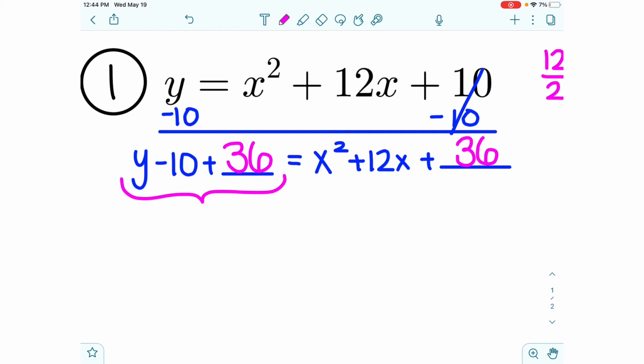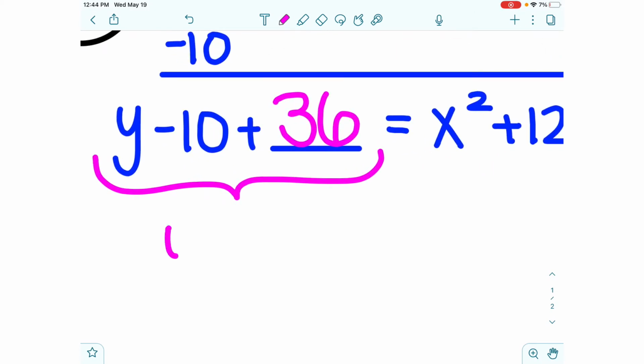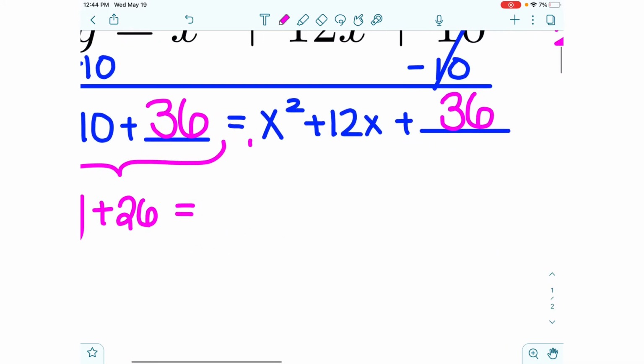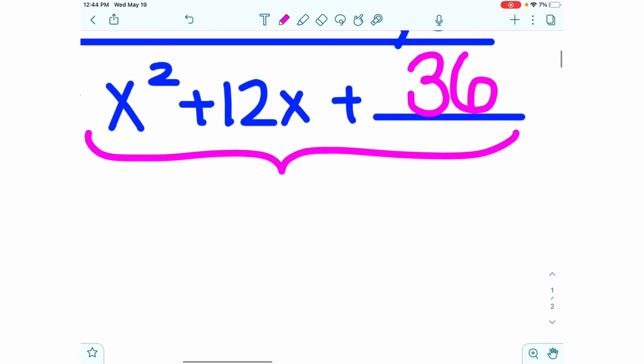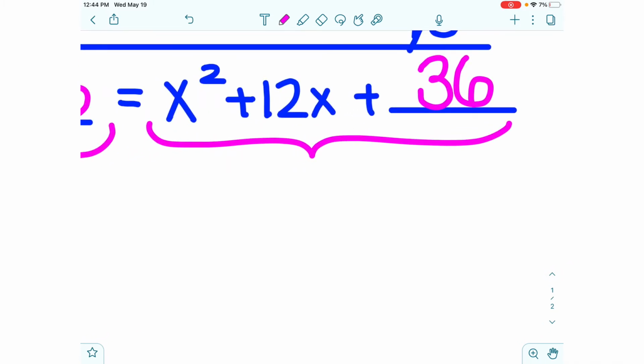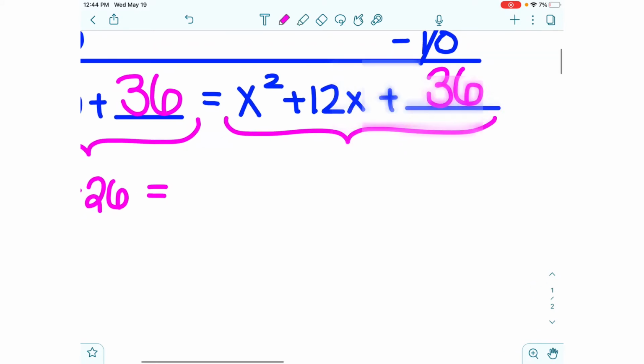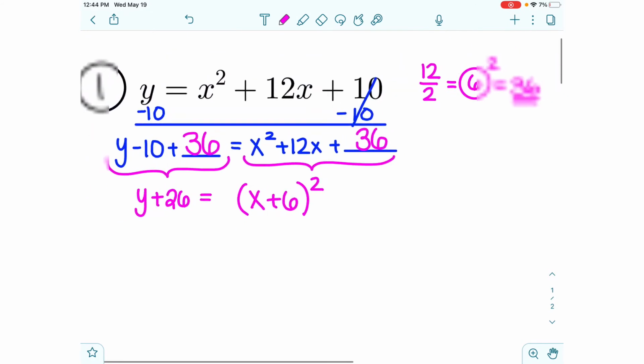And next my step is to simplify. So negative 10 and 36 simplifies to 26. Guys, this is the part where people start to get confused. What I'm doing with this trinomial is factoring it. But there is a trick to it, because the reason we're doing this is to make this a perfect square trinomial. So it should always factor to the same thing twice. For example, 6 times 6 is 36 and 6 plus 6 is 12. So because of that, this trinomial factors to x plus 6, which I am going to write as x plus 6 quantity squared, which means x plus 6, x plus 6.